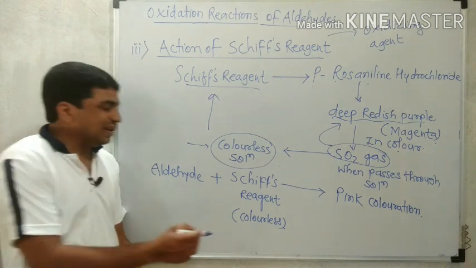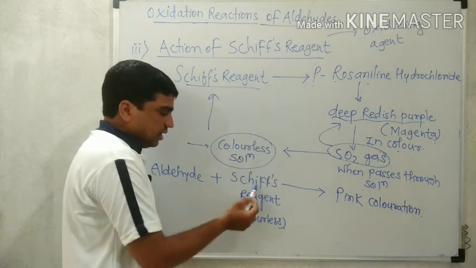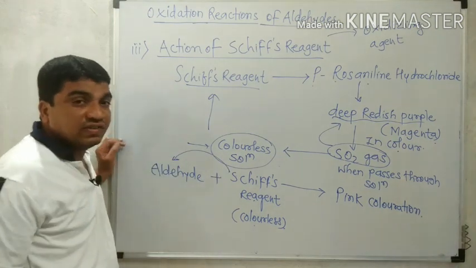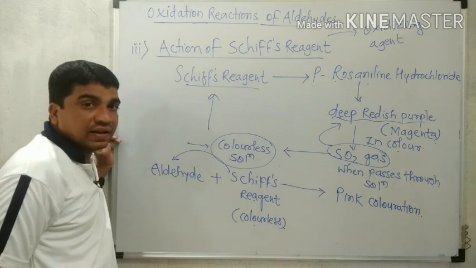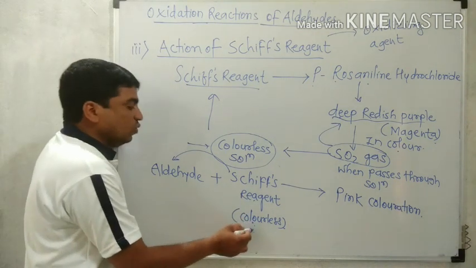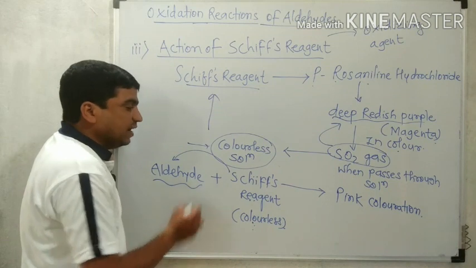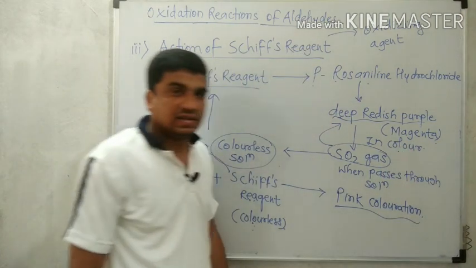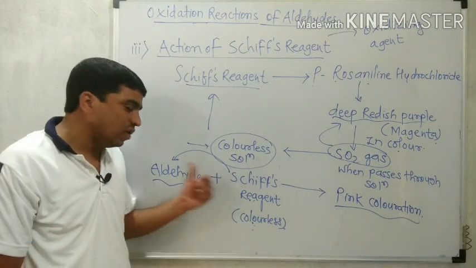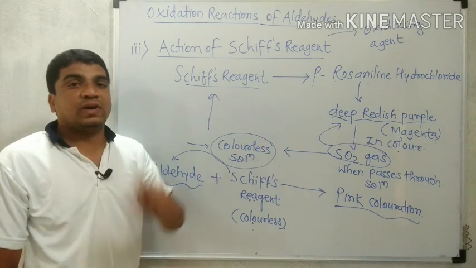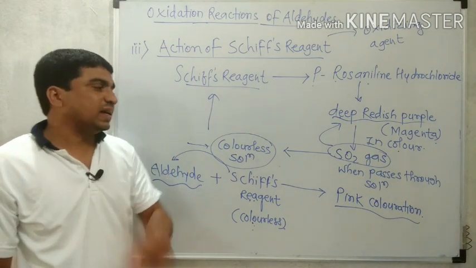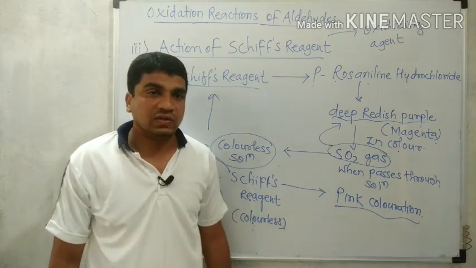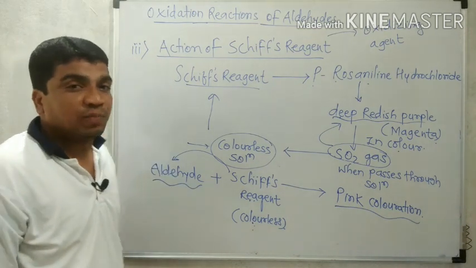So now when such a colorless Schiff reagent solution is added to aldehyde, because this is the identification test of aldehyde, if pink coloration is obtained in the reaction after addition of colorless Schiff reagent to aldehyde, so here pink coloration is obtained in the reaction, then this is the identification of aldehyde.